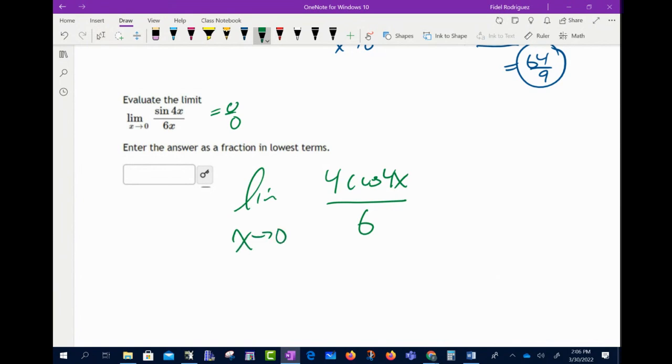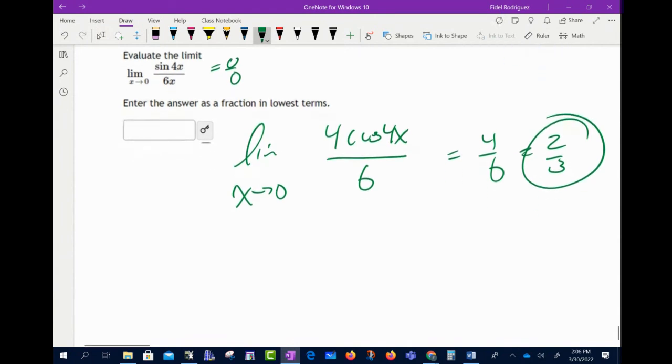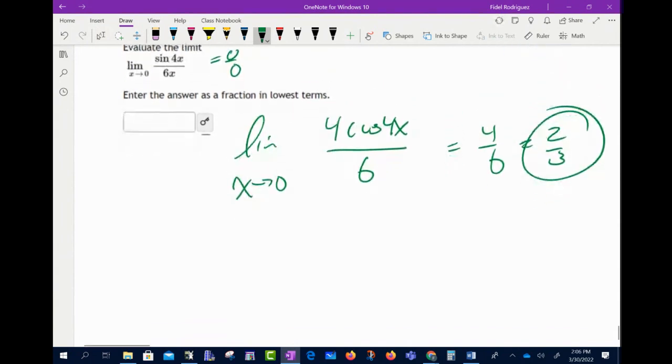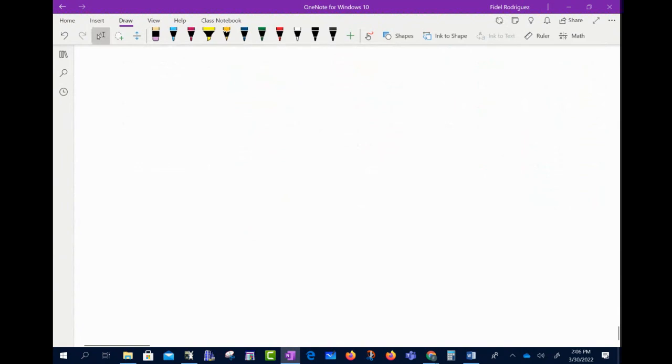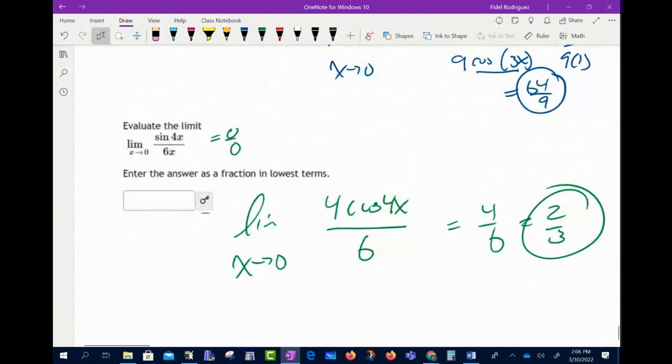So anybody end up with 4 cosine 4x over 6? Which gives us 4 over 6, which reduces to 2/3. There you go. Short and sweet, we love it. And that was 4.8, y'all. Short and sweet, right? So we came back at 140. So in 26 minutes, we did 4.8. 4.8 is a nice section, right?